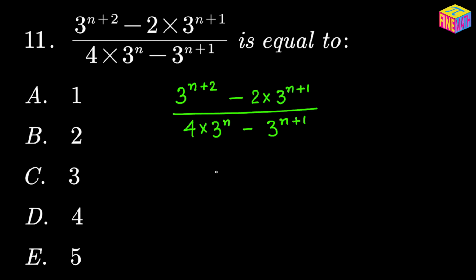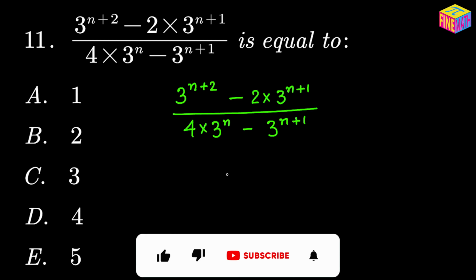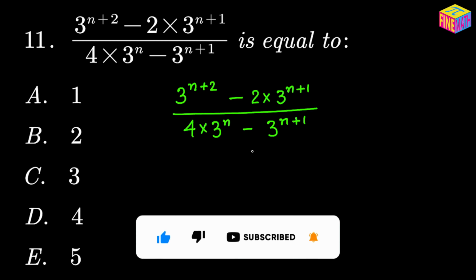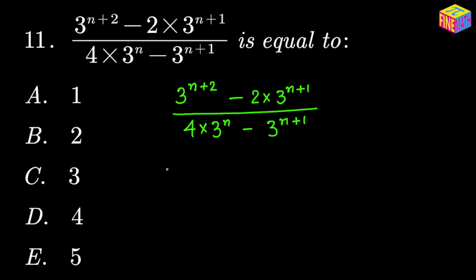Well, if you look at each of the terms in the numerator as well as in the denominator, you will see that there is 3 to the power n involved with each of the terms. So let's try to isolate that 3 to the power n from each of the terms. If we can do that, then the 3 to the power n in the numerator and in the denominator will cancel out each other and n will disappear from our expression. So let's try that.